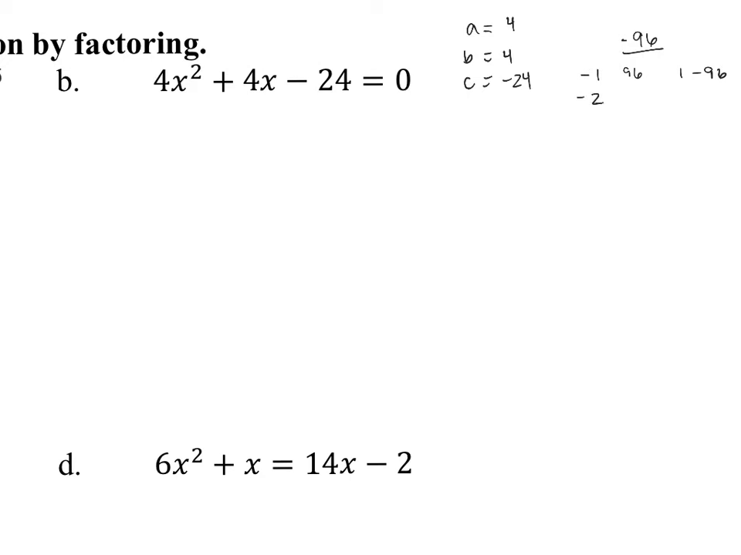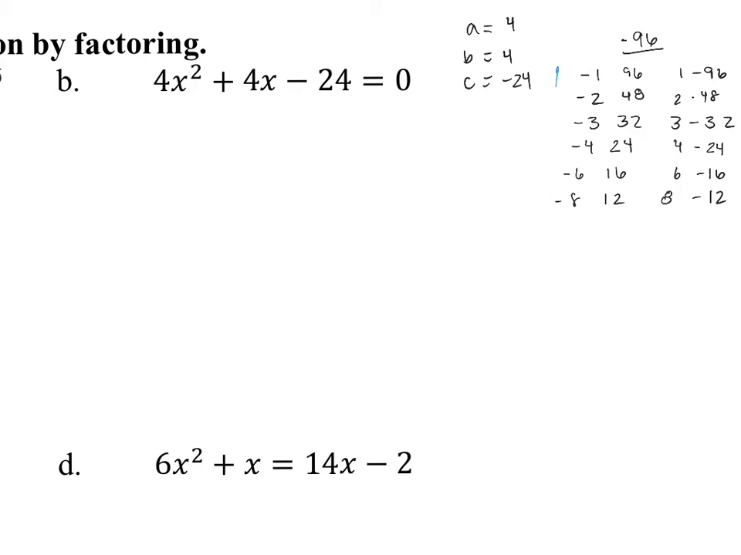Then we're going to have negative 2 and 48, and 2 and negative 48. And then negative 3 and 32, and 3 and negative 32. And then negative 4 and 24, and 4 and negative 24. And then negative 6 and 16, and 6 and negative 16. And then negative 8 and 12, and 8 and negative 12. Okay?